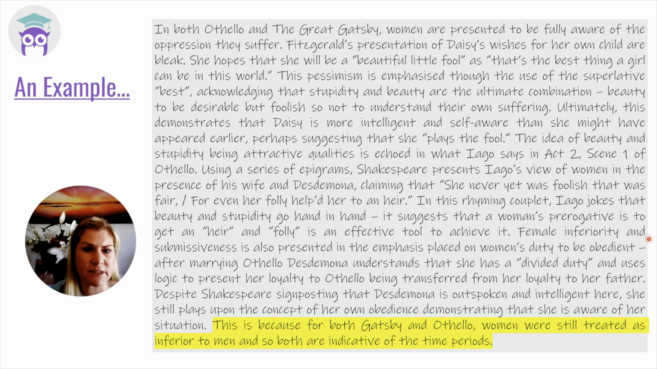Female inferiority and submissiveness is also presented in the emphasis placed on a woman's duty to be obedient. After marrying Othello, Desdemona understands that she has a divided duty and uses logic to present her loyalty to Othello being transferred from her loyalty to her father. Despite Shakespeare signposting that Desdemona is outspoken and intelligent here, she still plays upon the concept of her own obedience, demonstrating that she is aware of her situation. This is because, for both Gatsby and Othello, women were still treated as inferior to men, and so both are indicative of the time periods.